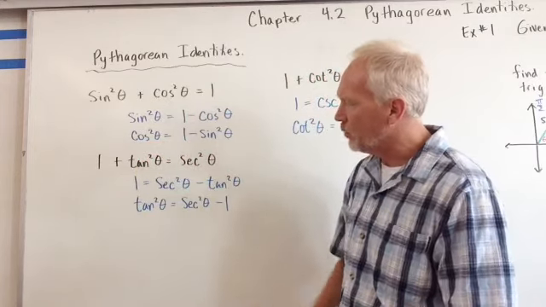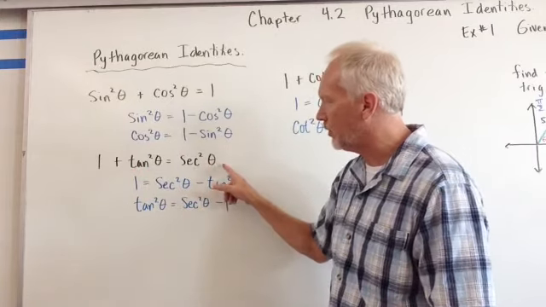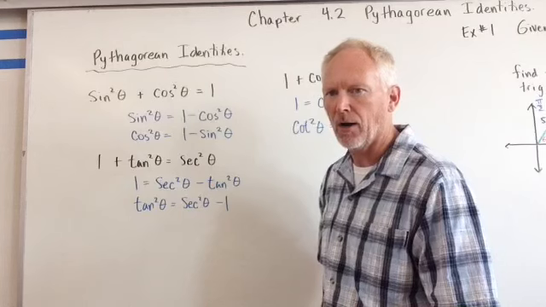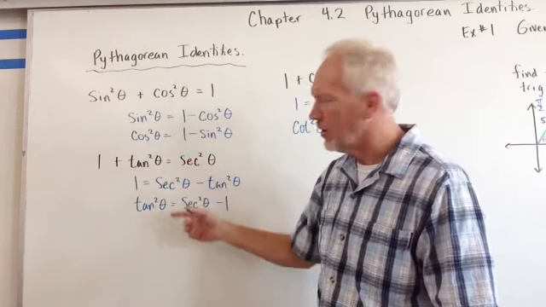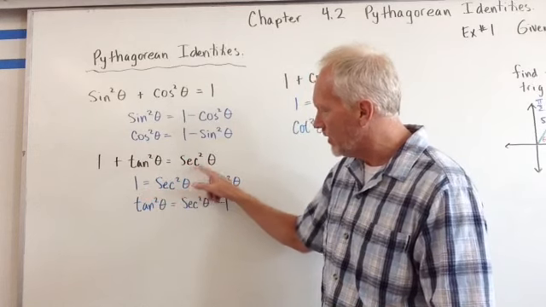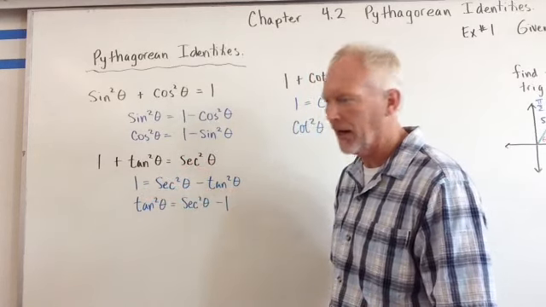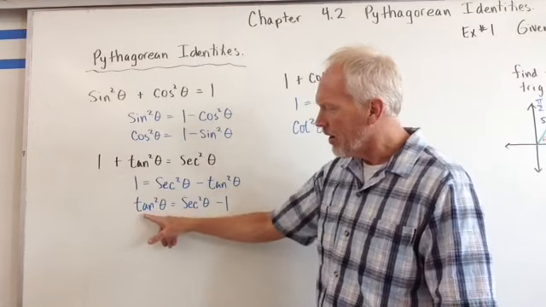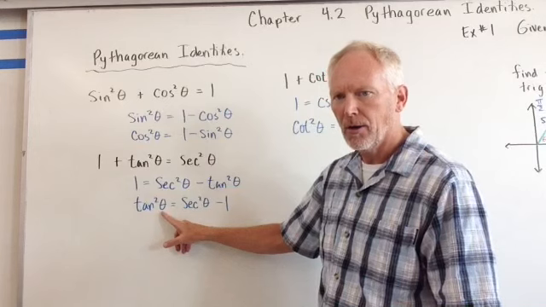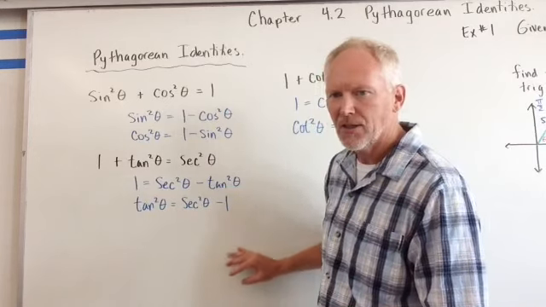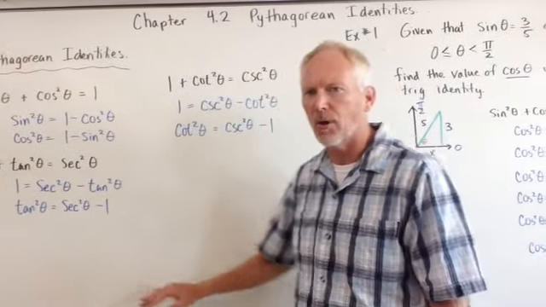All right? The next one, 1 plus tangent squared of theta is equal to secant squared of theta. And now if I want to rearrange it, I can. 1 equals secant squared of theta minus tangent squared of theta. Or, if I'm solving for tangent, I can use tangent squared of theta is equal to secant squared of theta minus 1.